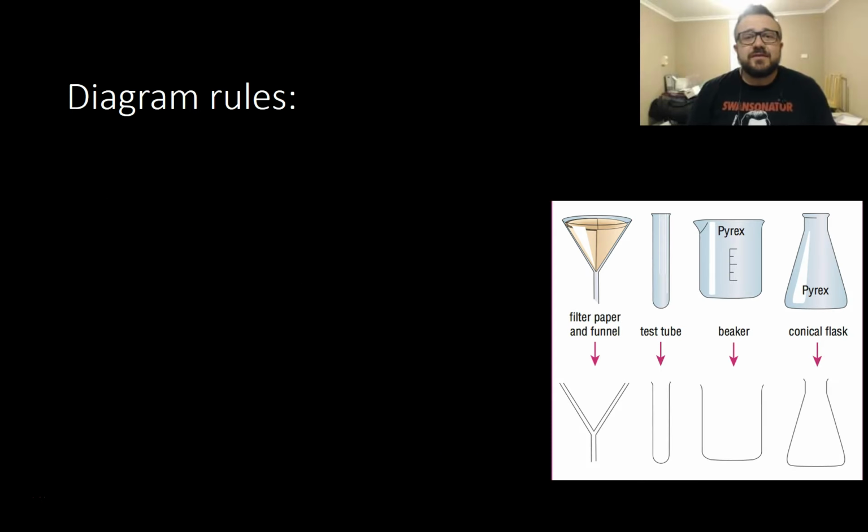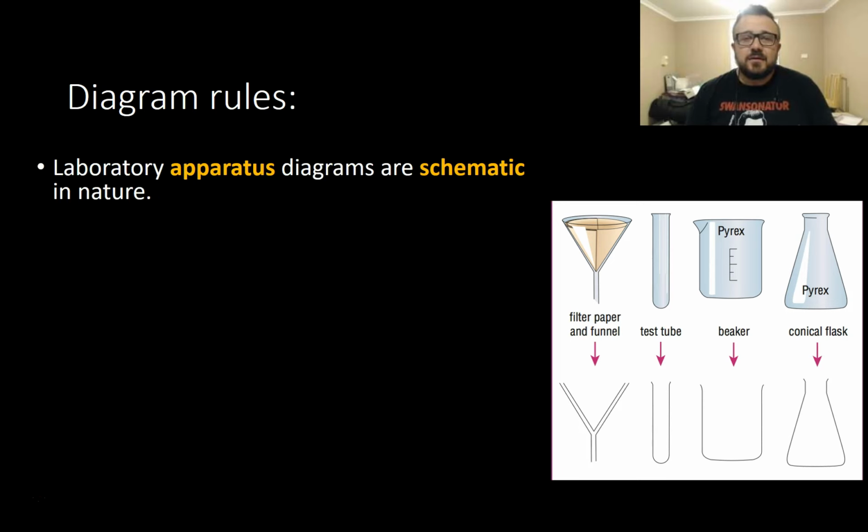So now let's have a look at the rules for drawing a diagram. So we need to just think of laboratory apparatus, and when we draw it, as schematic in nature. This means they're simplified, they're 2D. They're kind of pictograms, really, so like little pictures, sort of like hieroglyphs, scientific hieroglyphs, and we use them in a fairly universal way.